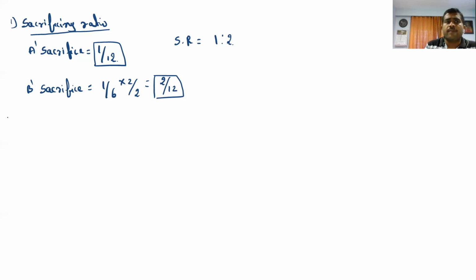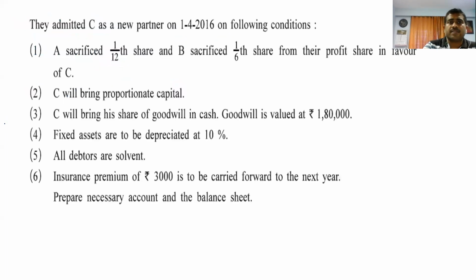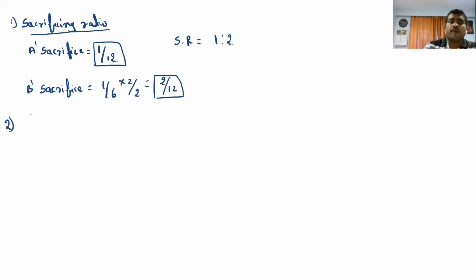The first concept. Now the second point is that we don't have C's ratio. That we see afterwards. Let's see. C will bring proportionate capital. C will bring his share of goodwill in cash, and goodwill is valued at 180. So the second and third points are very important for us. Clearly they say that C will bring his share of goodwill in cash, right? But how much? That we don't know. For that we have to find C's ratio, and that we don't have.